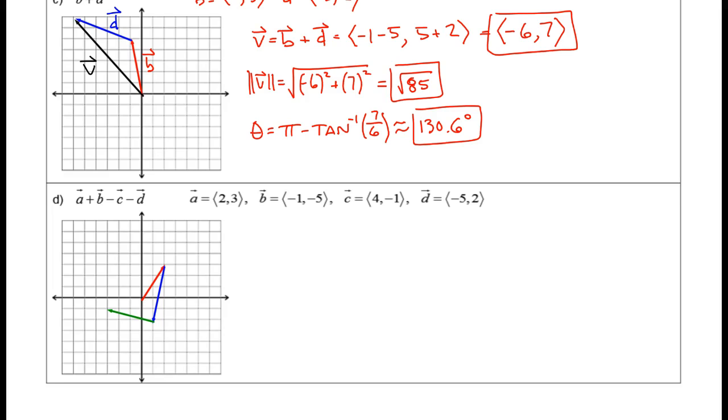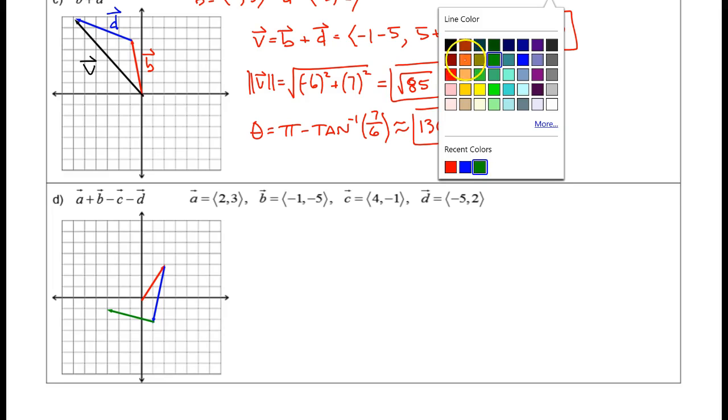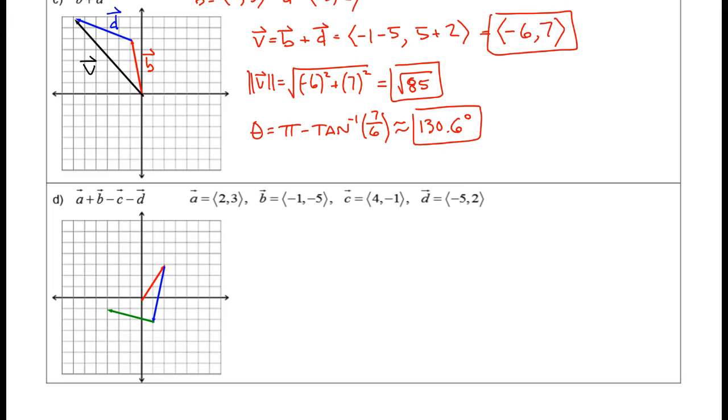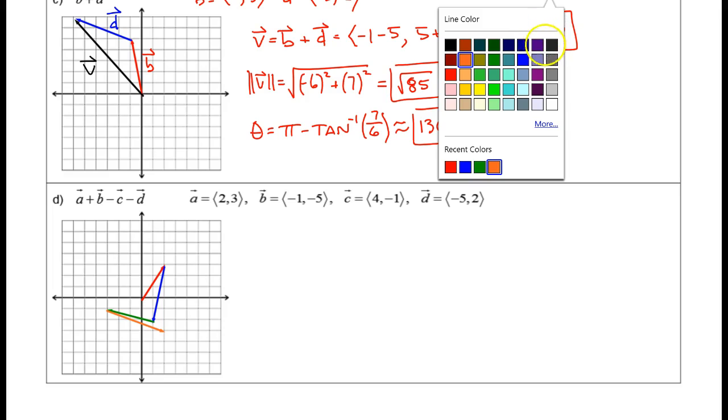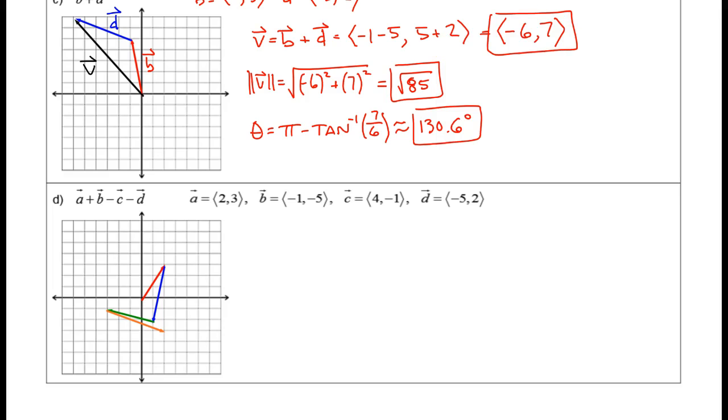Now I have to do the same thing with D. And D is the vector -5, 2. So that'll turn into +5, 1, 2, 3, 4, 5, -2, which ends up down here. Kind of a crazy picture, but that's what we have for the resultant of those 4 different vector operations. And that resultant will look like this.